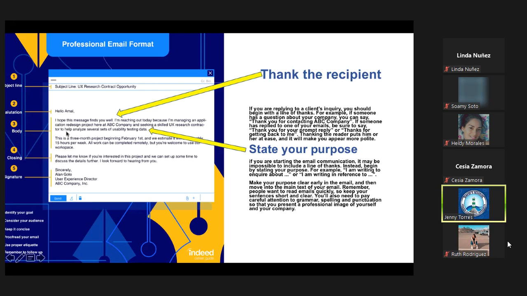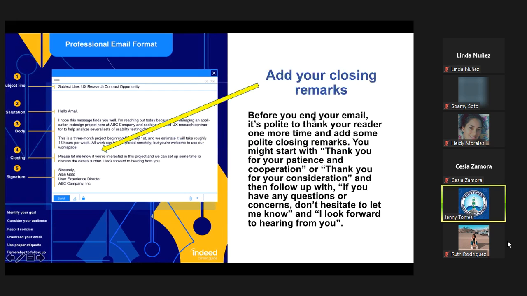That is the body. Now, when you have a closing, add your closing remark. Before you end your email, it's polite to thank your reader one more time. Once again, you have to say thank you.